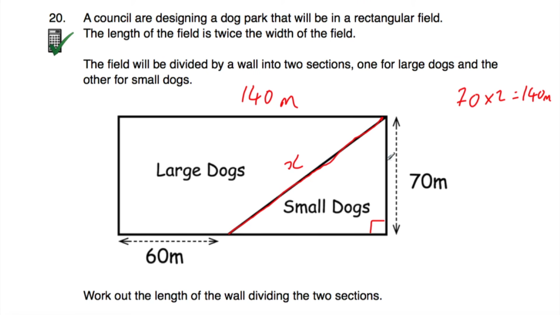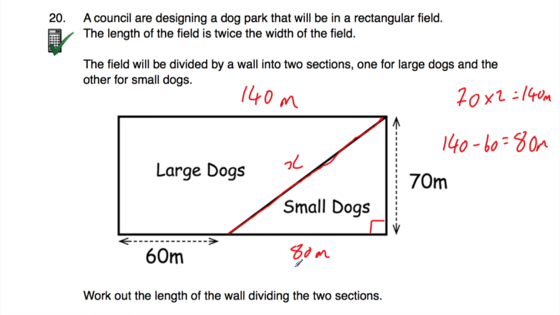As you can see, it's a triangle. We know that one of the lengths of the sides is 70 meters, and we're trying to find the length of this side, so it would be useful if we had the length of this side of the triangle. Now we know that the whole length of the dog park is 140 meters. So if we take away 60, 140 take away 60 is equal to 80 meters. So that means that this distance is 80 meters.